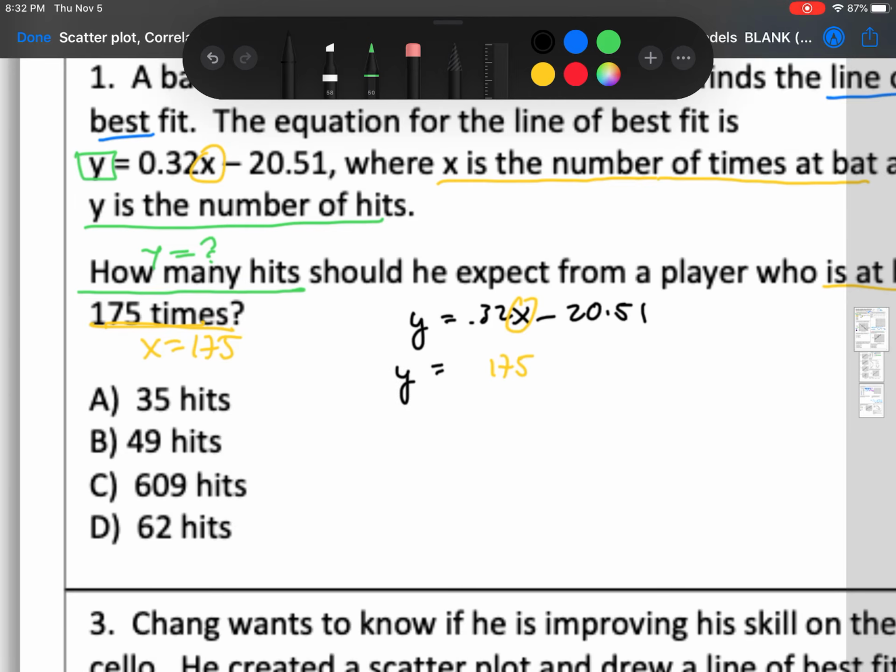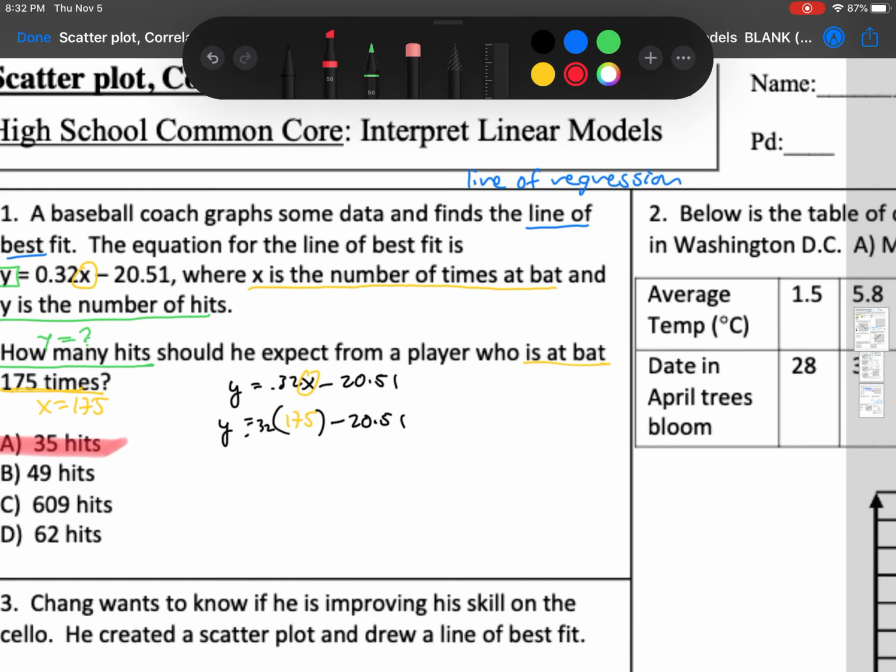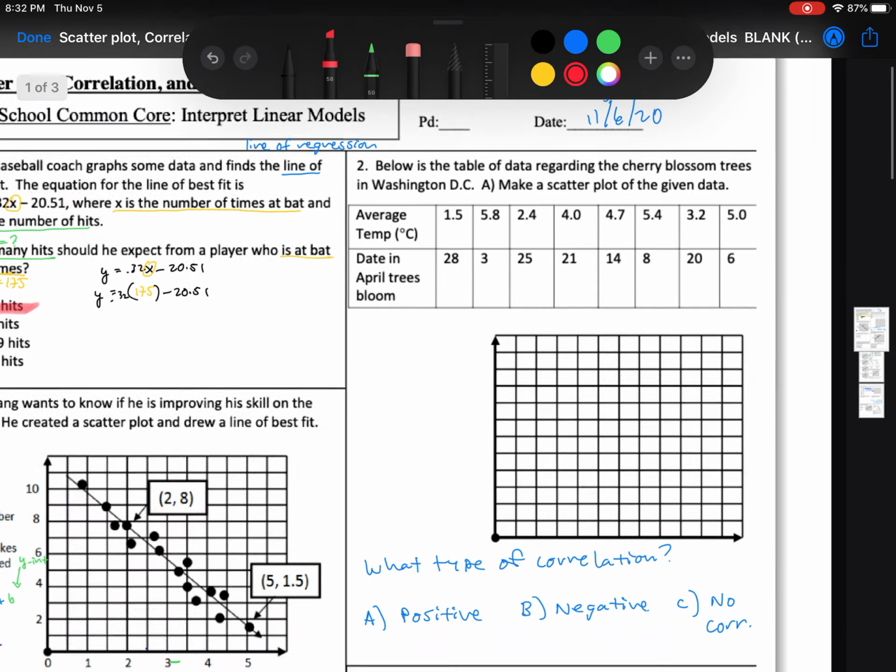So really it's a prediction, right? And when you multiply 0.32 times 175 minus 20.51, you will get an answer of 35 hits. Number 1 is A. Okay, number 2.